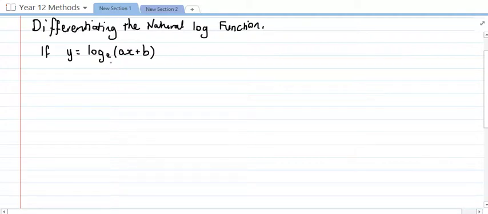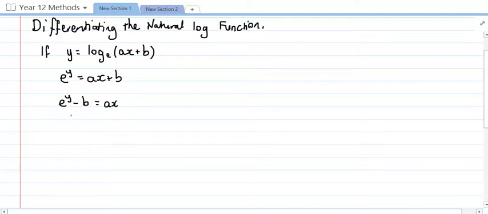So we're going to start off with this equation here, y equals log e of ax plus b, and I want to see what happens to the derivative of this thing. I'm going to start off by rearranging the equation to get x by itself. First things first, do e to the power of on both sides. So e to the power of y equals ax plus b. And I want to get x by itself, so I'm just going to minus b. So e to the y minus b equals ax.